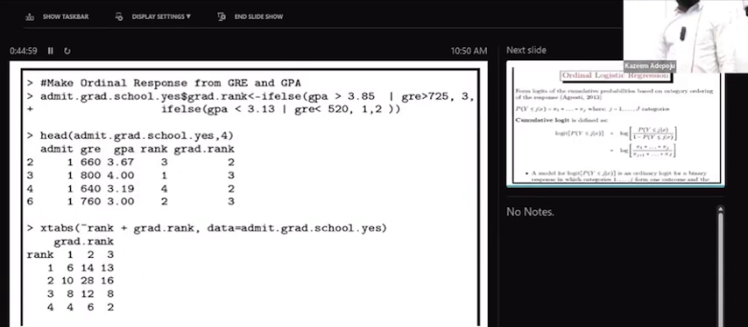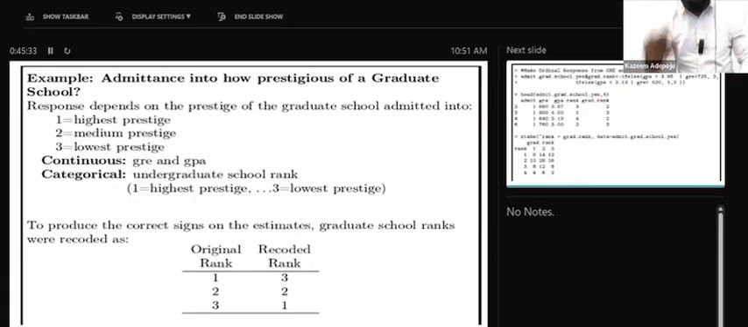Take a look at this. We want to make an ordinal response from GRE and GPA, where we say some quality graduate schools that are highly competitive will require, say, GPA greater than 3.85 and GRE greater than 725. What do you see? You see 3, right? What is the meaning of that 3? Graduate school with the highest prestige, not undergraduate now.